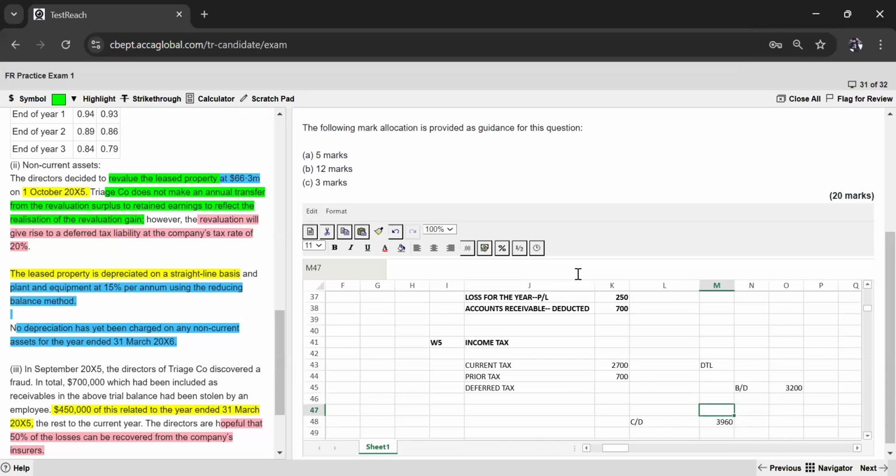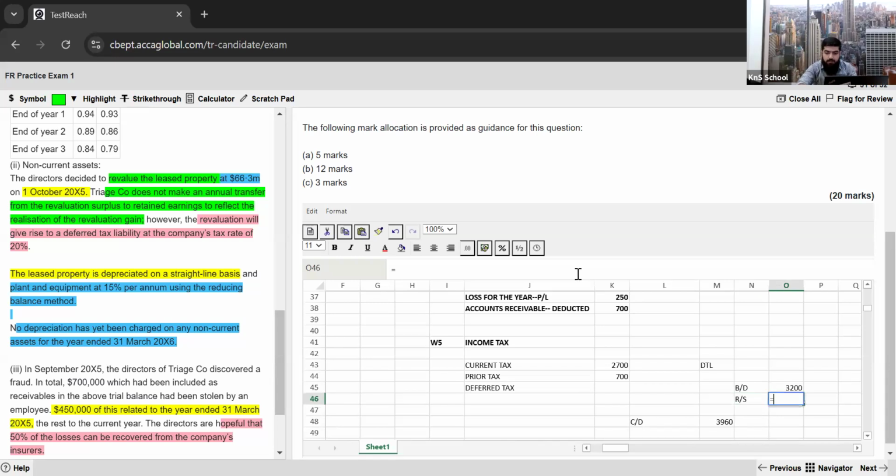I'm just saying that in a ledger, we write brought down, we write carried down, but on the credit side we have the revaluation surplus here. Why? Because for the revaluation surplus deferred tax liability, the entry would be that revaluation surplus will be debited and deferred tax liability will be credited.